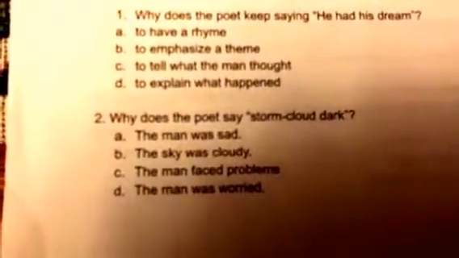Why does the poem keep saying he had his dream? A, to have rhyme. B, to emphasize a theme. C, to tell what the man thought. D, to explain what happened. Number 2, why does the poem say storm cloud dark? A, the man was sad. B, the sky was cloudy. C, the man faced problems. D, the man was worried.